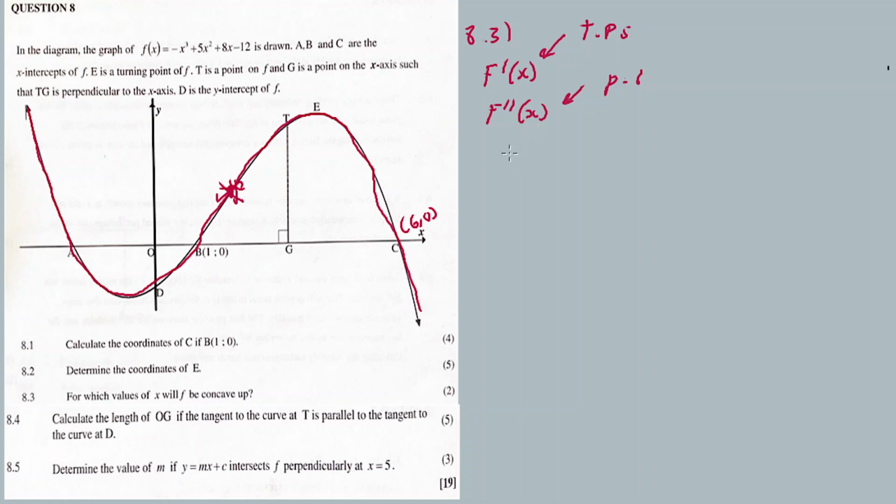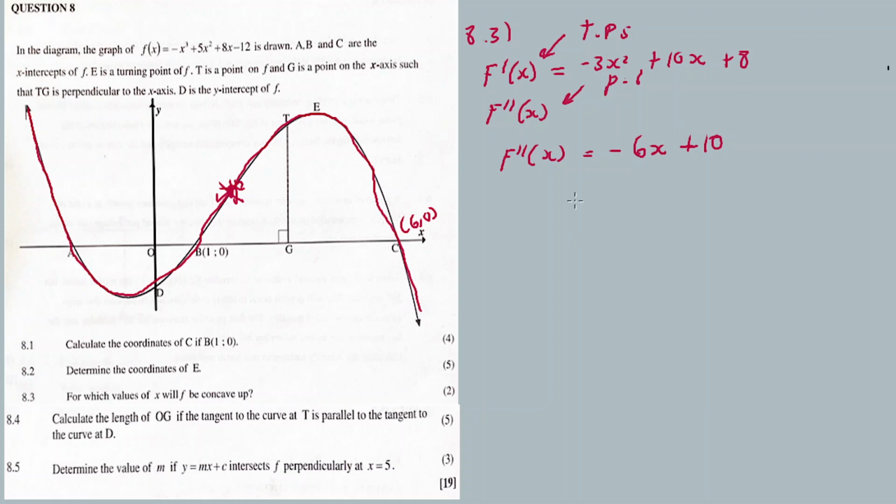So you find f second derivative. Because f prime we found, it was negative 3x squared plus 10x plus 8. Therefore, the second derivative is minus 6x plus 10.